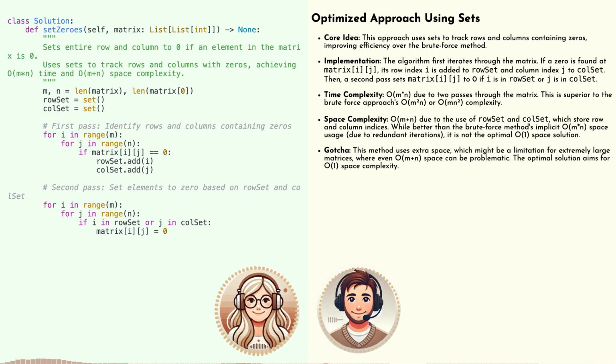But we are using extra memory to store those sets. The space complexity of this approach is O(m) plus n, where m is the number of rows and n is the number of columns in the matrix. So it's a trade-off. We're saving time by being more organized. Right. But it costs us some extra memory.